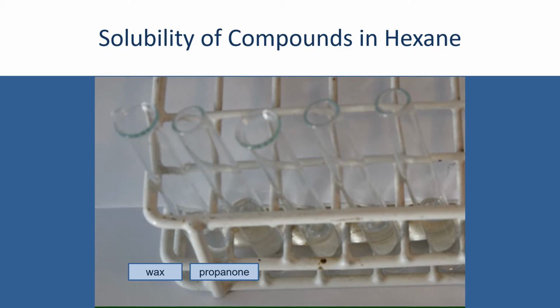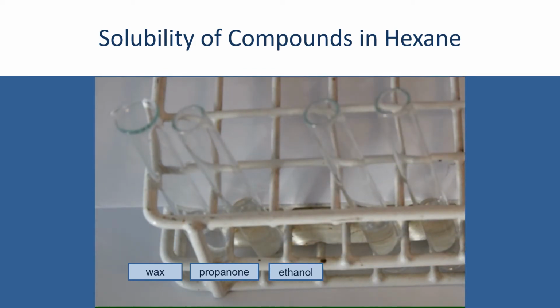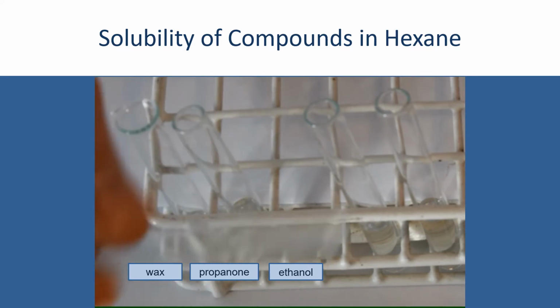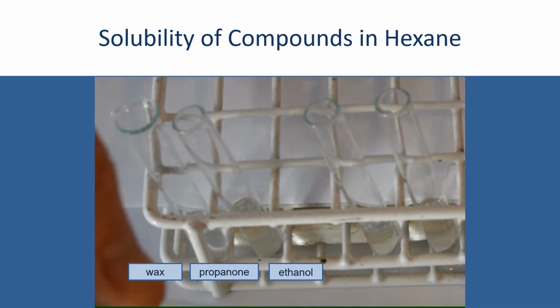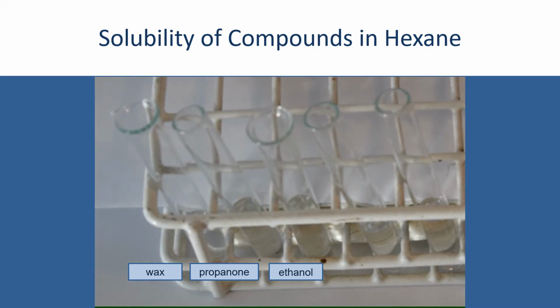Next, we want to look at ethanol with its hydrogen bonds between the molecules. So if we add the ethanol to the hexane, and give that a little shake, you'll notice there that ethanol is also completely soluble in hexane, in the non-polar solvent.